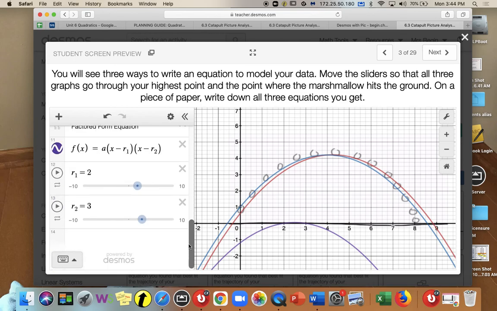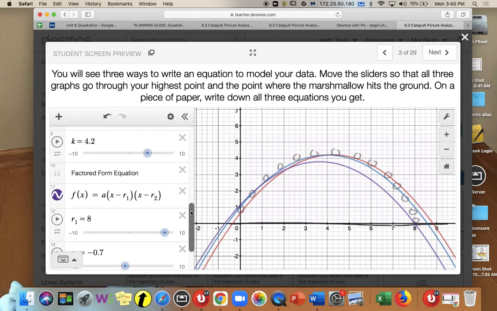Okay, and then I'm going to take a look at factored form. And again, just playing around with it, we can take a look and see what these do here. All right, and I'm pretty happy with that one right there. Can I get it any better? I mean, not really. Okay, that one, I would accept that one.